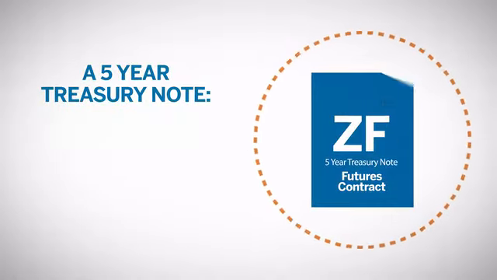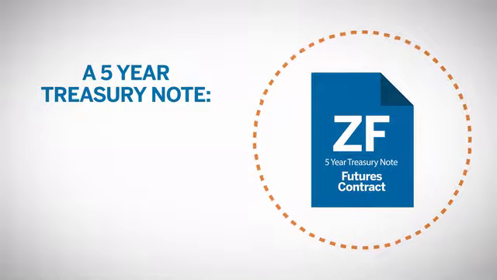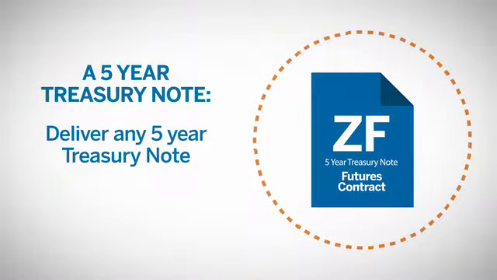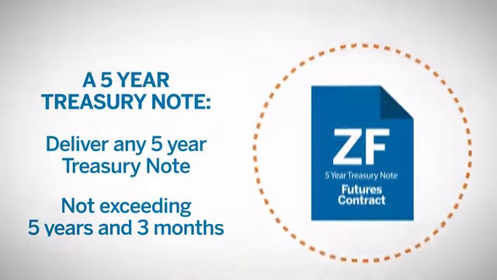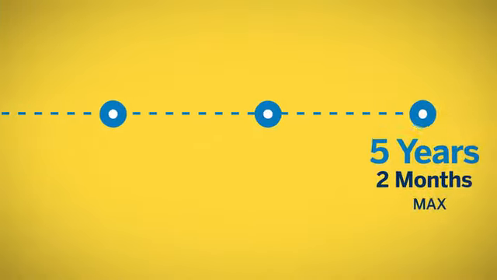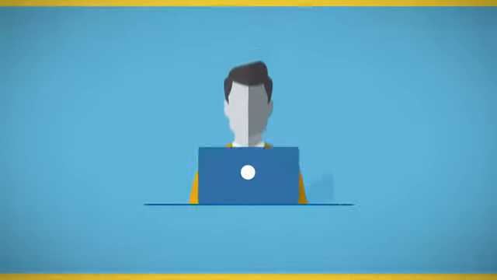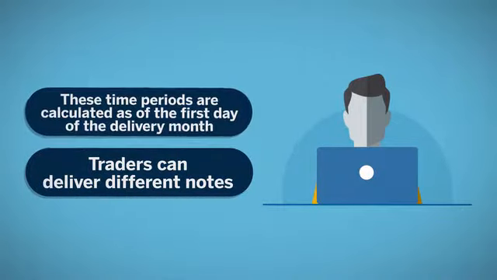The 5-year Treasury note, ZF contract, for example, will allow anyone who is short the future to deliver any 5-year Treasury note with an original term to maturity not exceeding 5 years and 3 months and a remaining term to maturity not less than 4 years and 2 months. These time periods are calculated as of the first day of the delivery month. This means that traders can deliver different notes. Sometimes there are 10 different 5-year notes eligible for delivery that traders can choose from.